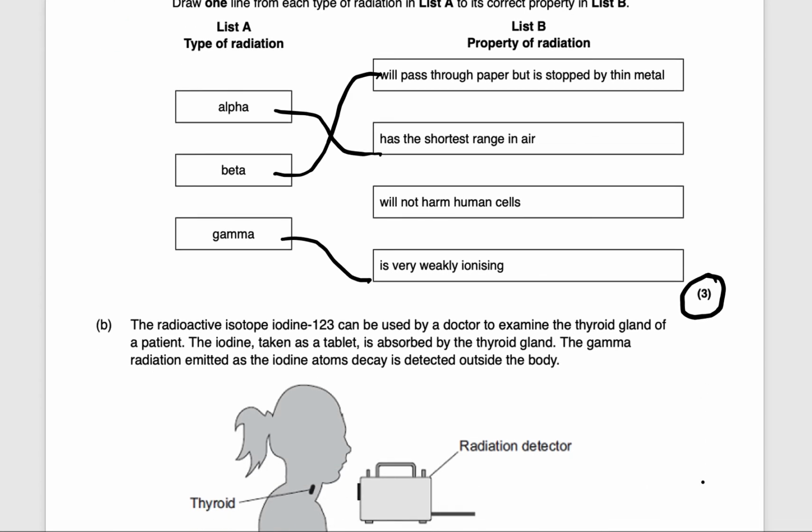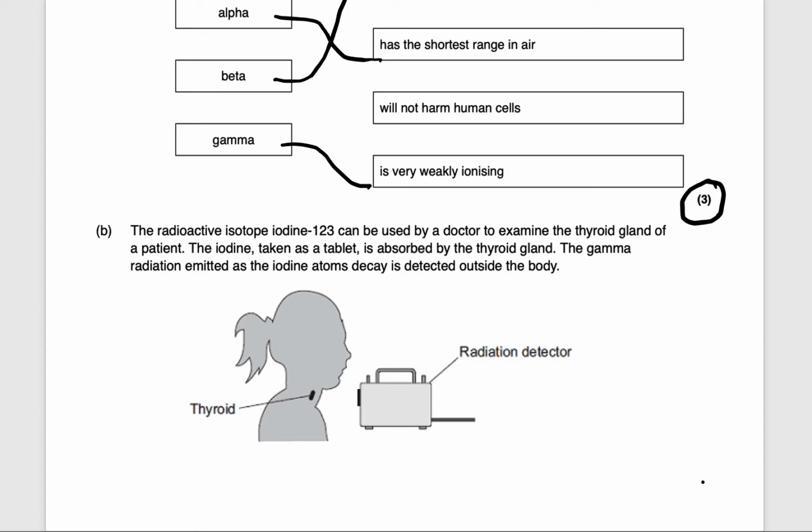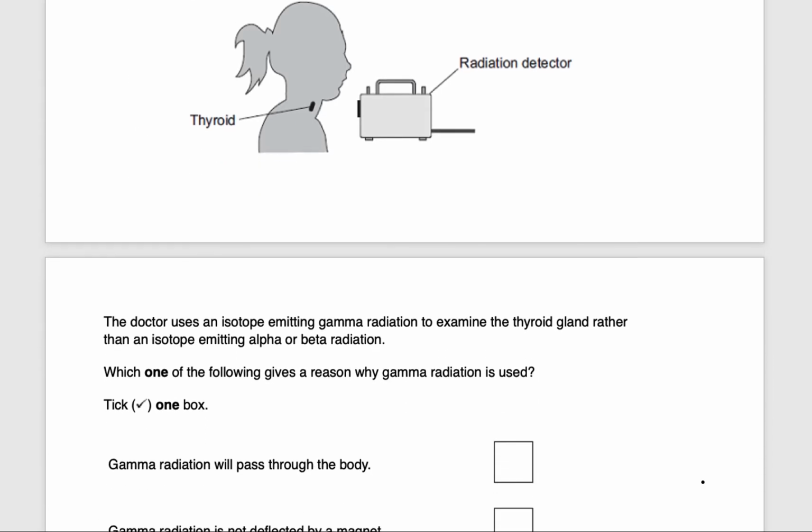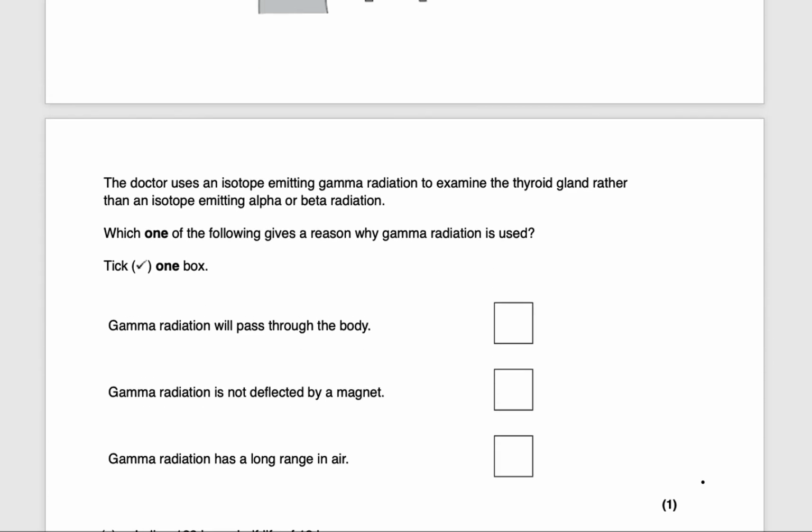Okay, next question. The radioactive isotope iodine 123 can be used by a doctor to examine the thyroid gland of a patient. The iodine taken as a tablet is absorbed by the thyroid gland. The gamma radiation emitted as the iodine atom decays is detected outside the body. Now, why does the doctor use the isotope emitting gamma radiation to examine the thyroid gland rather than an isotope emitting alpha or beta radiation?